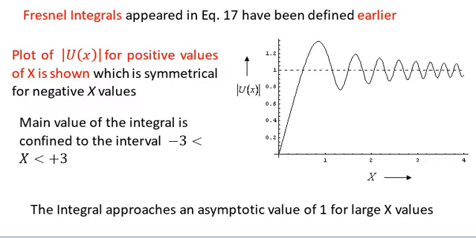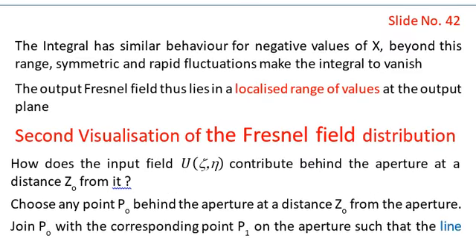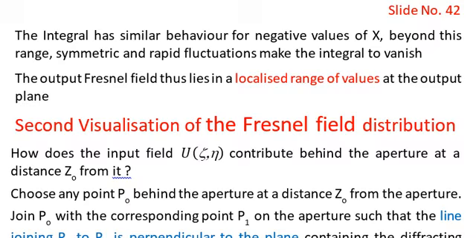The integral approaches an asymptotic value of 1 for large values of x. So you see that if you go beyond the value of x greater than 4, this integral will fluctuate with the diminishing value of these fluctuations, and ultimately the integral will converge to the asymptotic value equal to 1, which has been shown in dashed line in this figure. The integral has a similar behavior for negative values of x. Beyond this range, symmetric and rapid fluctuations make the integral vanish.